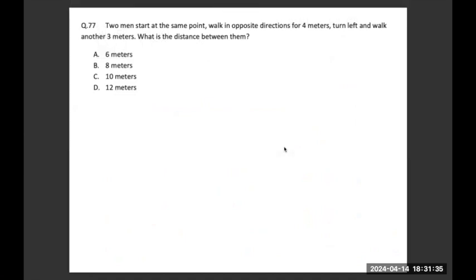Two men start from the same point, walk in opposite direction for 4 meters. Okay, it's a direction thing which is going on.